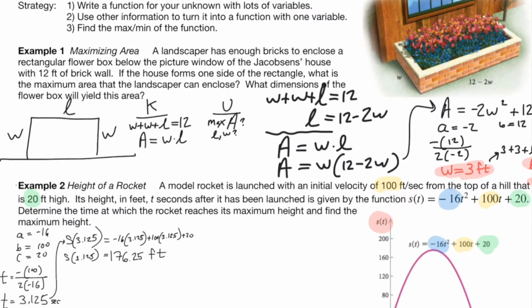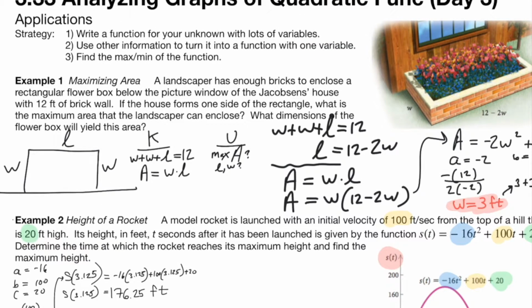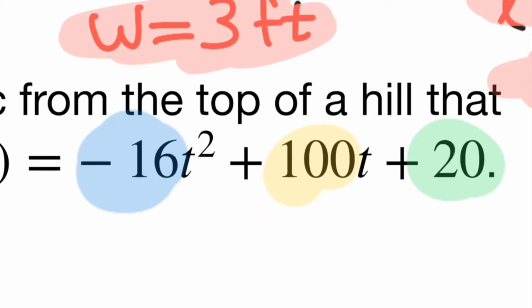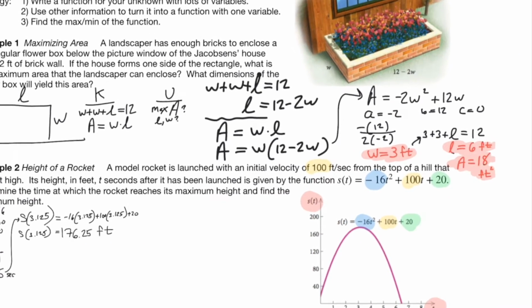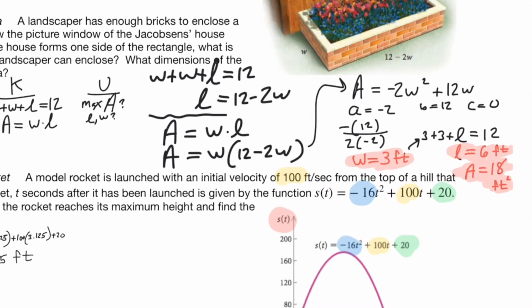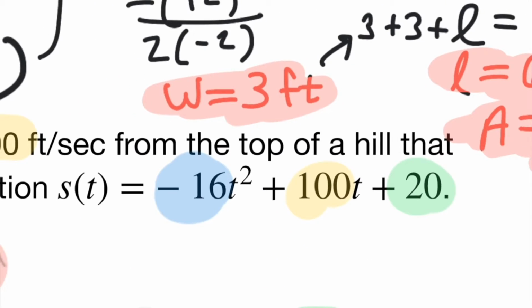Next, the height of a rocket. A model rocket is launched with an initial velocity of 100 feet per second, as you can see in yellow, from the top of a hill that is 20 feet high. Its height in feet, t seconds after it has been launched, is given by the function s of t. So 100 comes from the fact that that's how quickly it is launched from the top of the hill at 100 feet per second. 20 is how high the hill is, that's your starting height.